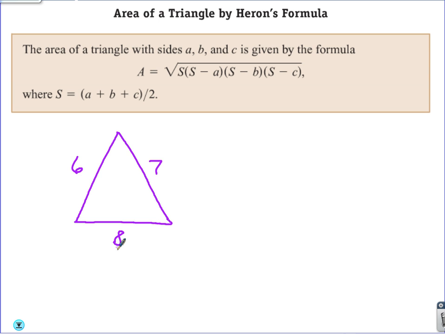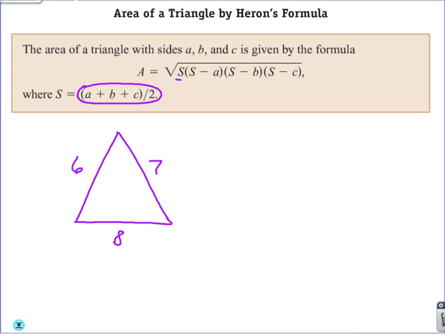So the area is equal to, and they use the letter S. S is what's called your semi-perimeter. It's your perimeter divided by 2, half your perimeter. So area is equal to the square root of S times S minus A times S minus B times S minus C, where A, B, and C are your three side lengths.